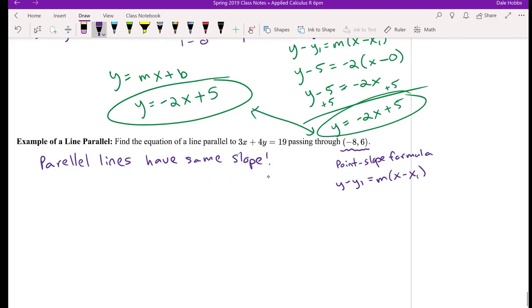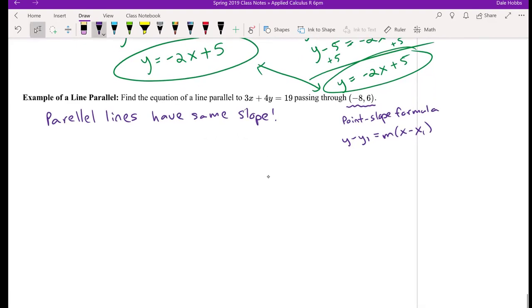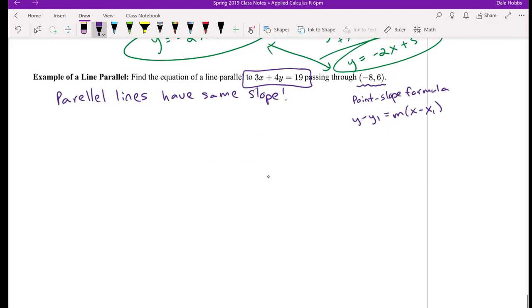What you're going to do is find the slope from this line right here first, and then use that slope in point slope with the negative 8, 6 to find the final answer. Okay. So we're going to first get this 3x plus 4y equals 19 into the y equals mx plus b form.